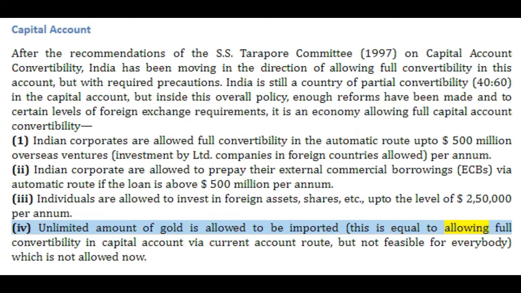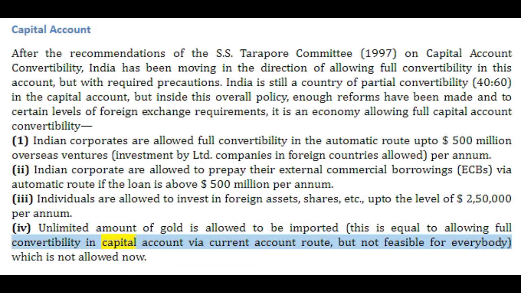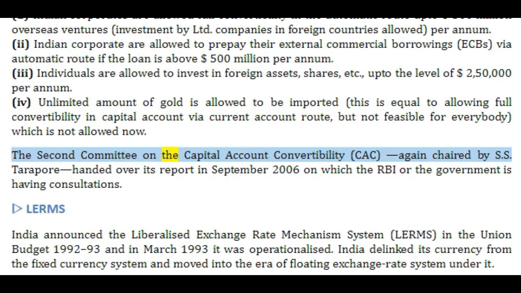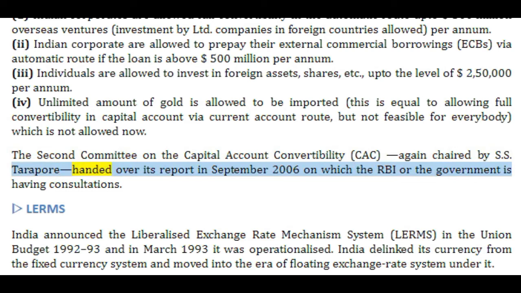This is equal to allowing full convertibility in capital account via the current account route, but not feasible for everybody, which is not allowed now. The Second Committee on the Capital Account Convertibility, CAC, again chaired by S.S. Tarapore, handed over its report in September 2006, on which the RBI or the government is having consultations.